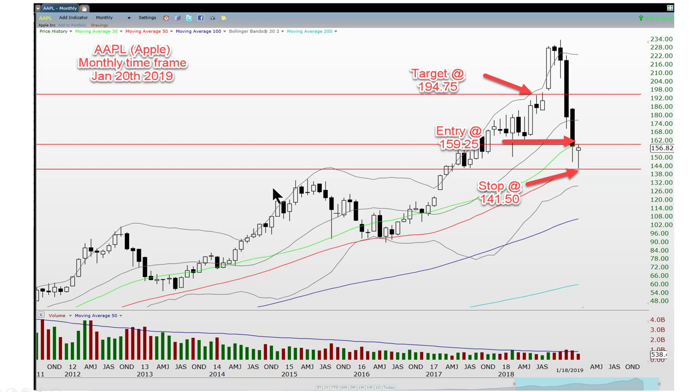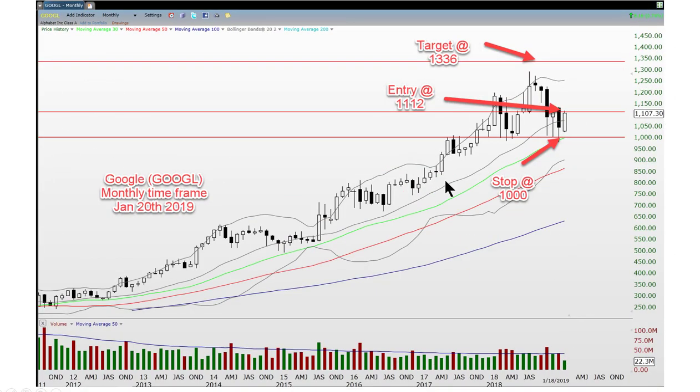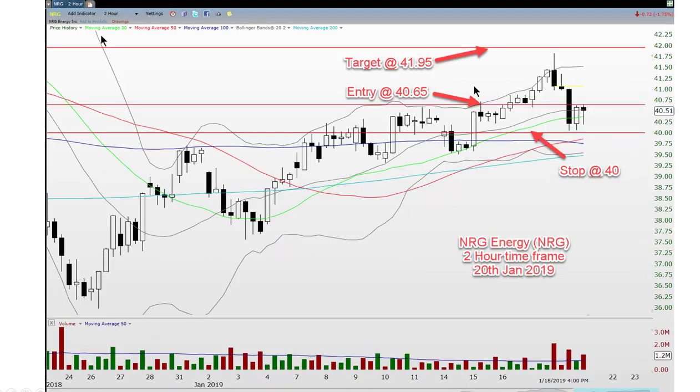Moving on. I moved a little bit faster. Okay, Google. This is the Google chart again in the monthly time frame. The entry could be made at 11.12 and the stop could be set at $1,000, and the target we are aiming for is 13.36. Moving on.